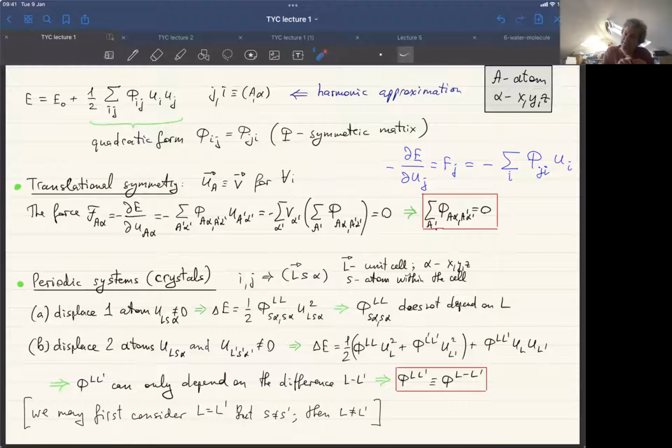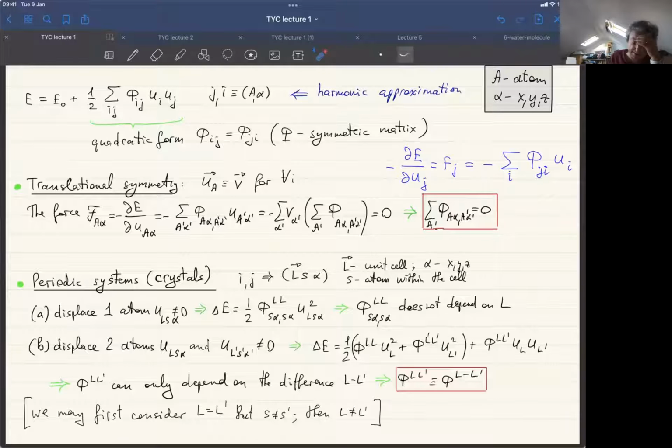Now, after deciding this, let's again try to see what conditions we need to impose on this force constant matrix in that case. Let us displace just one atom in the unit cell L, atom of type S, in the direction alpha. That means that all other displacements are equal to 0. In that case, from all these terms, we will be left with just this one. There will be no other terms.